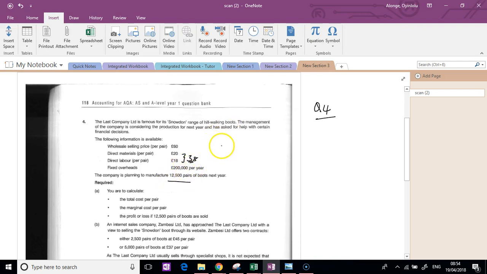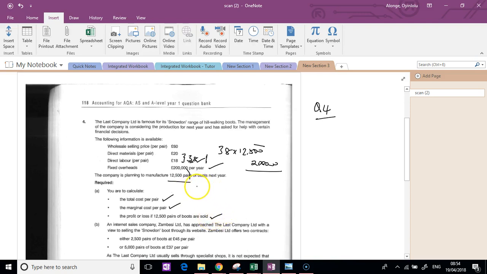So as you wish, either you go for the 38 times 12,500 pairs and add on the 200,000. Add all that together and divide by the total number of pairs. And that's the marginal cost given to you at 38. The total cost: take the marginal cost times 12,500, add that to the fixed overheads, divide that by the total number of pairs of boots, and then do exactly the same thing like you did in the previous question. So get your selling price.